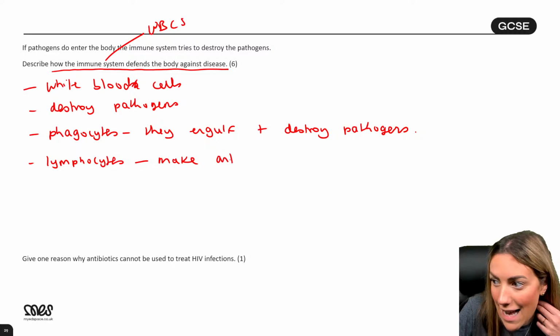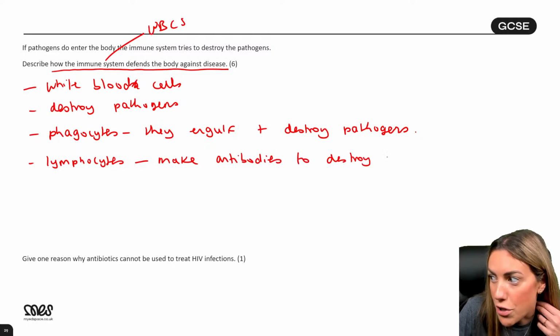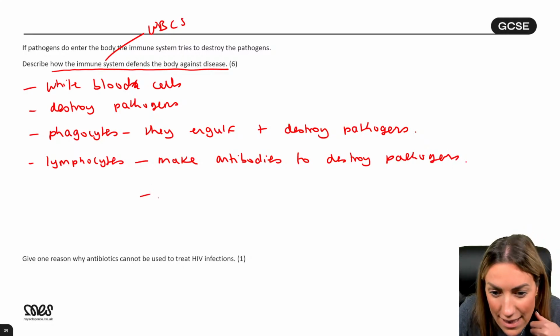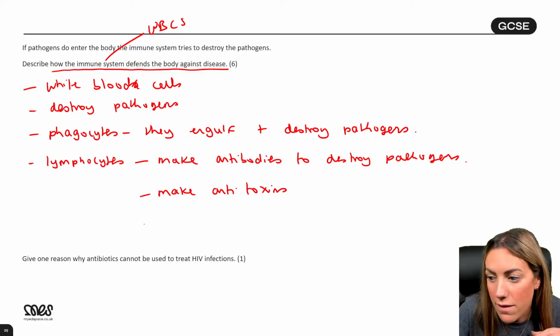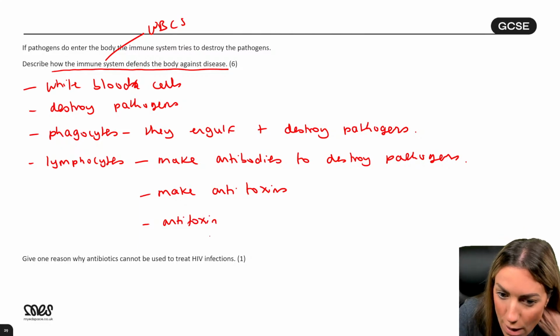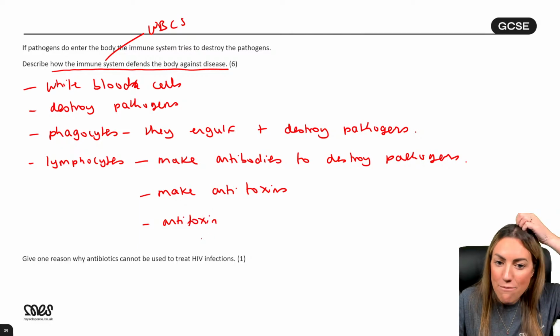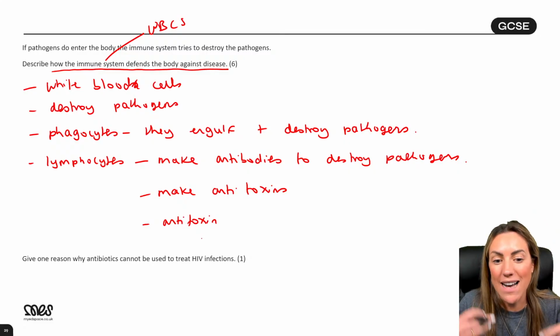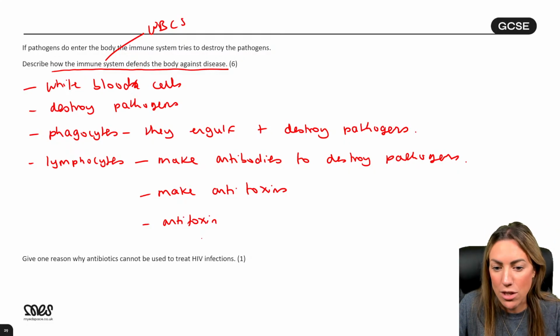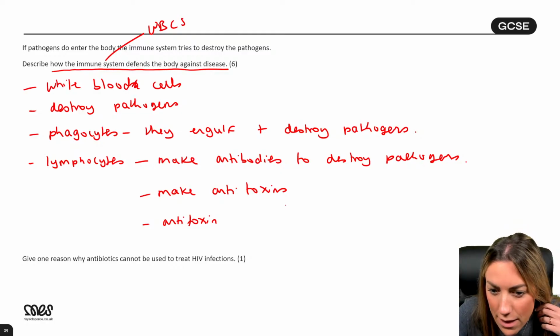Lymphocytes make antibodies to destroy pathogens. What else can lymphocytes do? Antitoxins, well done. And you can get a separate mark for saying what an antitoxin does. What does an antitoxin do, everybody? Could you talk about memory cells? I wouldn't really for this question. That would be more appropriate if it was about vaccination and long-term immunity. So we can talk about that maybe at the end.